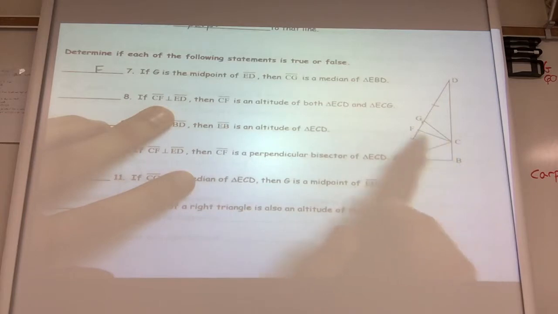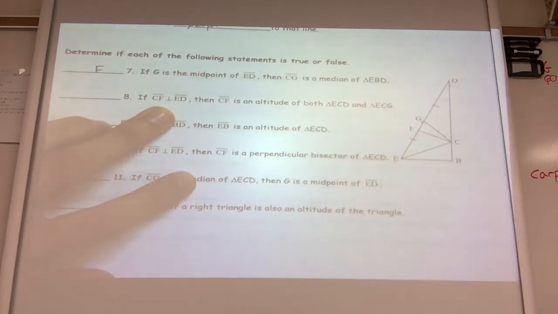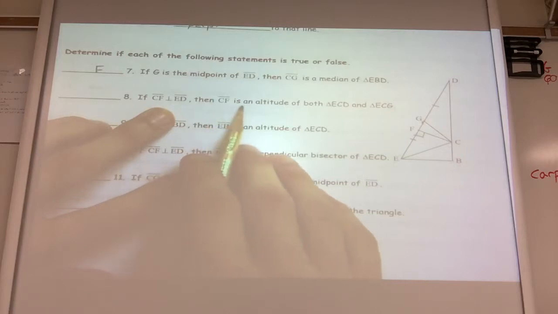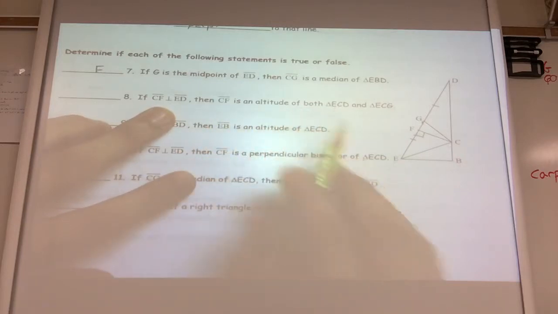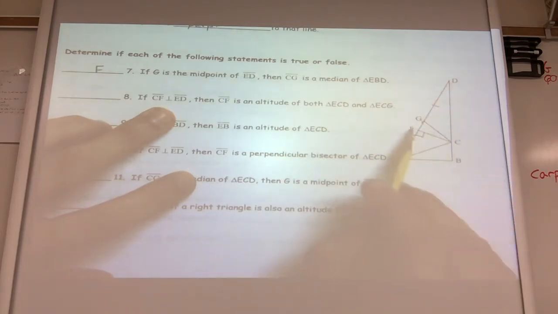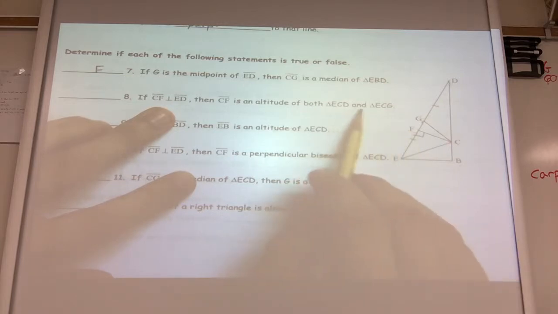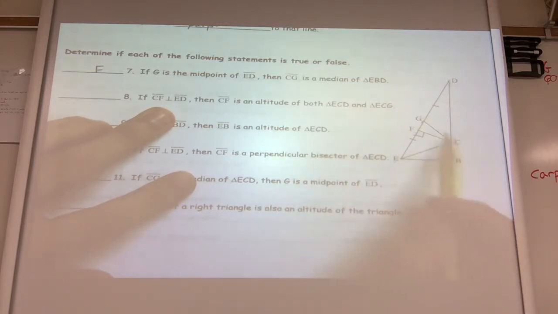If CF is perpendicular to ED, so that means that's 90 degrees, then CF is an altitude of both ECD. So here's ECD. So it is an altitude. It connects to the vertex of ECD, right? Straight down, hits at a 90-degree angle. And ECG, same thing. Vertex, straight down, 90-degree angle. True.